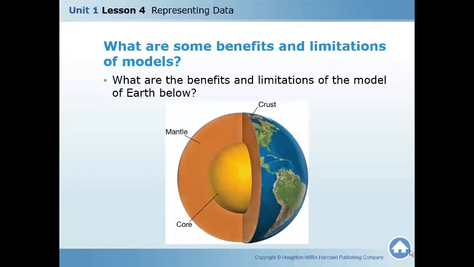One benefit is that it is something that many people can understand. It's very hard to explain that the crust is the outside layer, and then you have a mantle, and then inside you have this core. So it's a great representation of what it looks like.